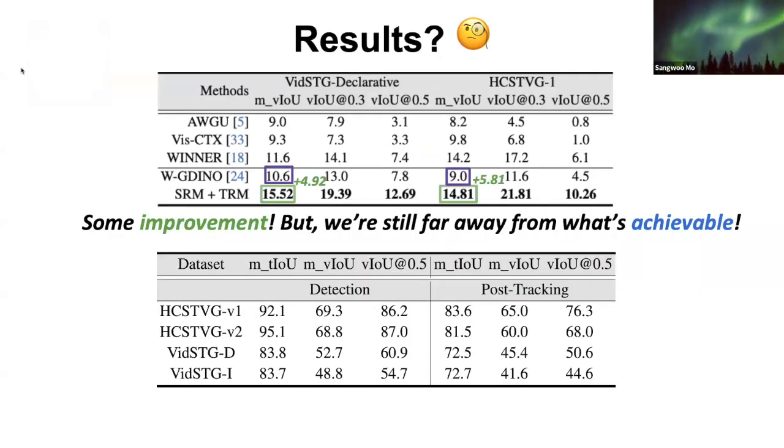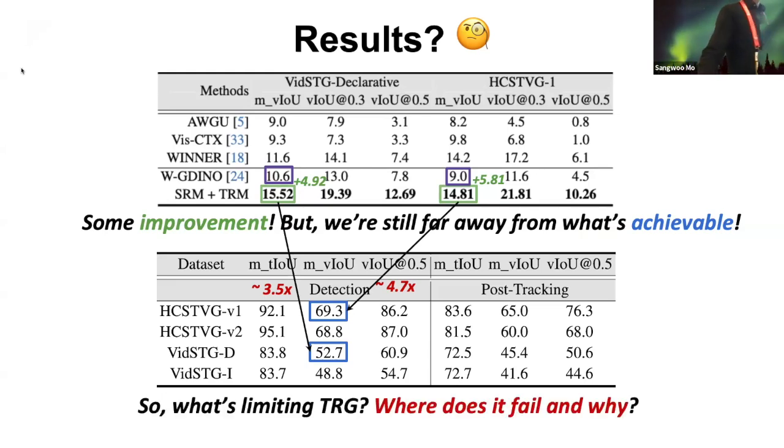The results of this adaptation are that we actually see a nearly 5% increase in performance on both VidSTG declarative, which is a larger data set, and HCSTVG. But when we compare it to the upper bound that we have from the same detections from Grounding DINO, we actually see a 3 or 4x gap. That means our performance is really not great. So we still have a long way to go. So what's limiting this new adaptation and how can we improve it?